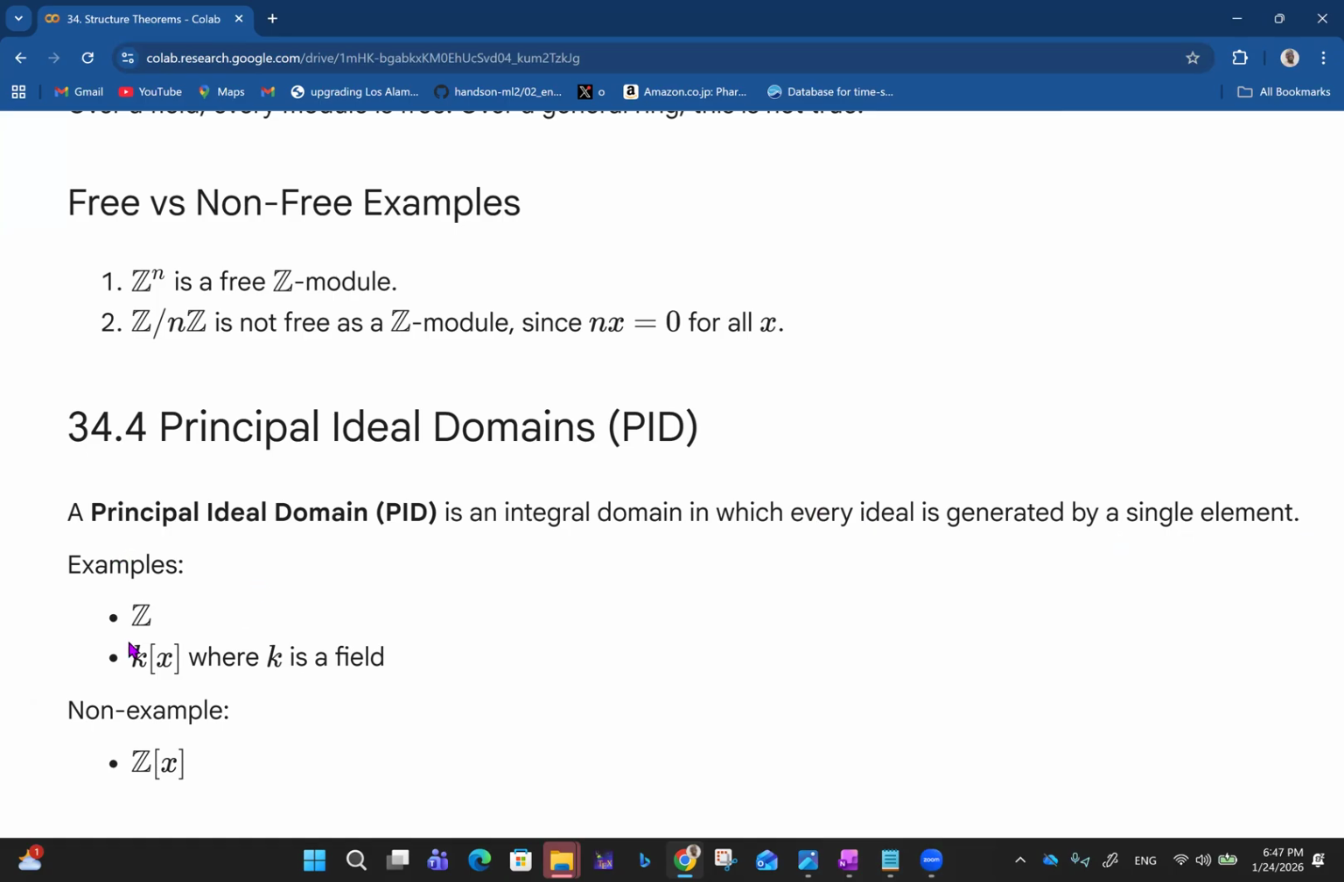So for example, you have Z. We've seen that Z can be generated by just one, and you have K[x], where K is a field, which can be generated like that. Then a non-example is Z[x], that is, polynomials over the integers. So they are not PIDs.